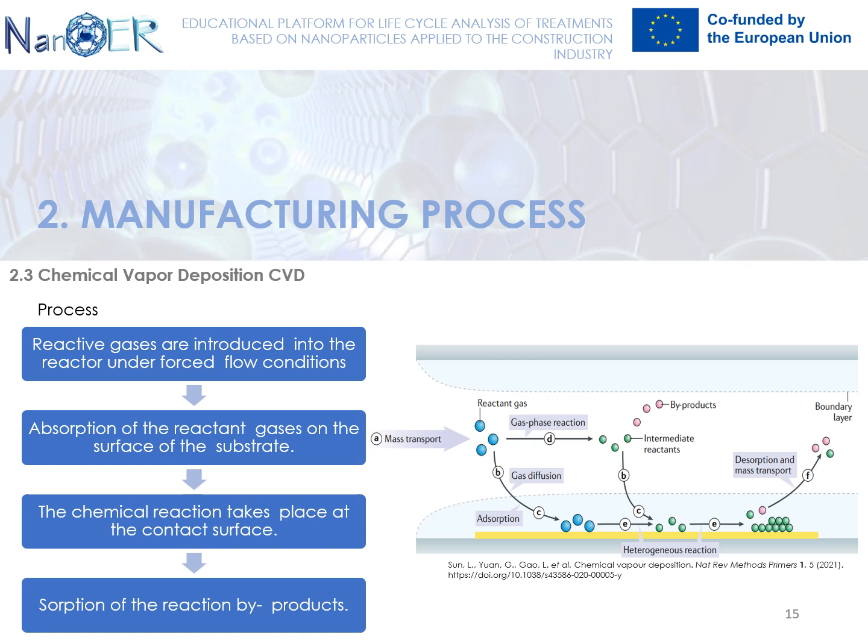The reactive gases are introduced into the reactor under forced flow conditions. The absorption of the reactant gases is done on the surface of the substrate. The chemical reaction takes place at the contact surface. And finally, the desorption of the byproducts takes place.